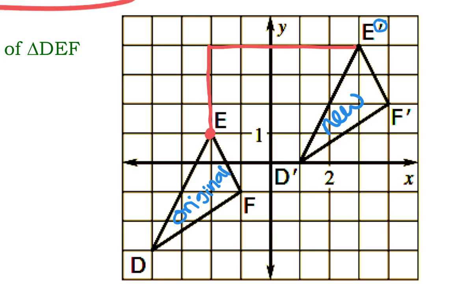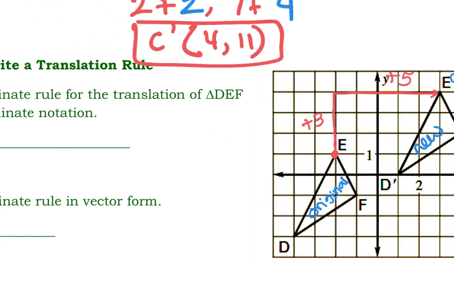All right, how many units up? 3. Up 3. And then over 5. Am I adding 5 or subtracting 5? I'm going to the right side, so adding 5. Okay. Once you found those, you need to know which one changes the X.